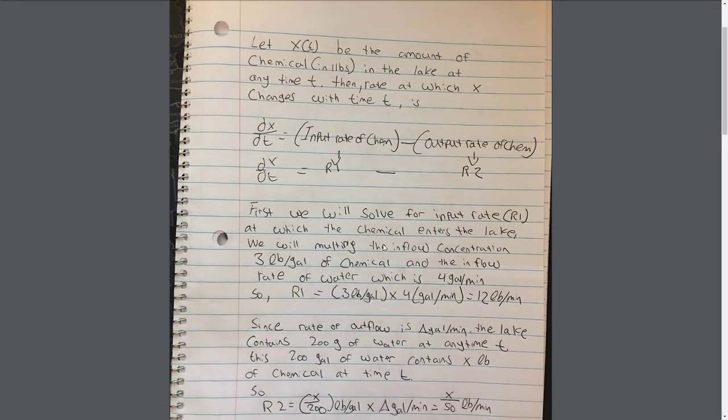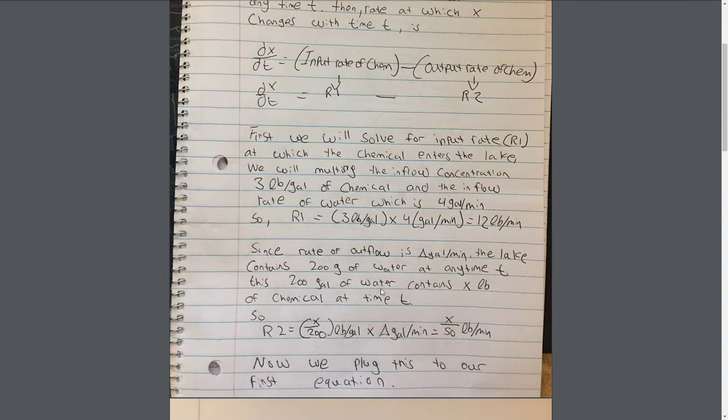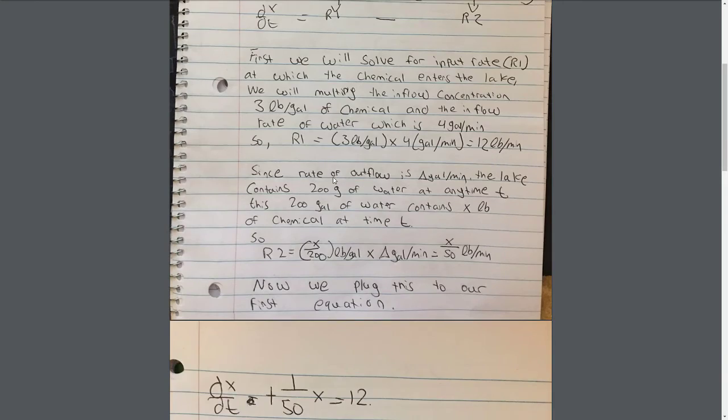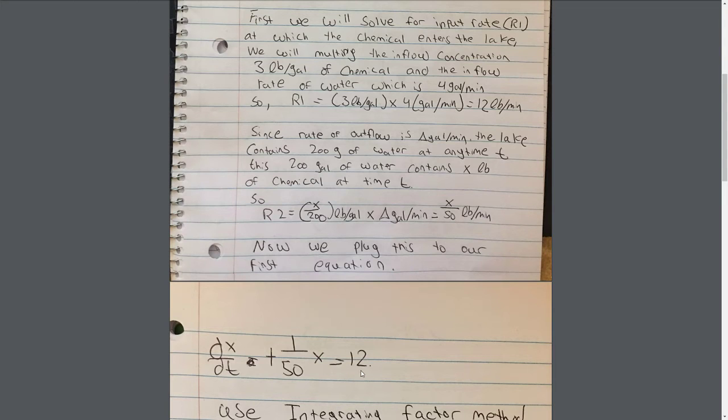Then the output is going to be the rate of chemical over water. We don't know the chemical, because in that picture it was unknown, but we knew the water. We had 200 gallons of water in the lake, and we divided that by 4 from what was going out. So we got 50, and since we don't know the chemical x, it's x over 50. We put that into my equation up here, and we get the differential equation dx/dt plus 1/50 x equals 12. So that's A. Now we have to solve it.